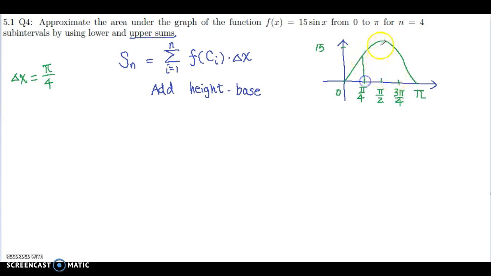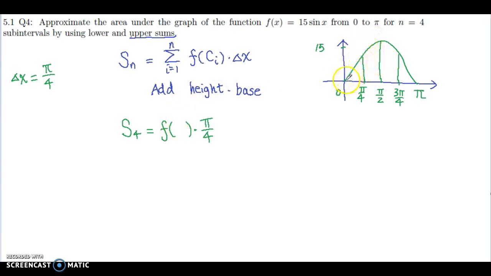But this time we want to pick the upper sum, right? The highest point on each subinterval. So for the upper sum, it's base times height. What is the base? Pi over 4, right? Each base is always pi over 4. What is the height?